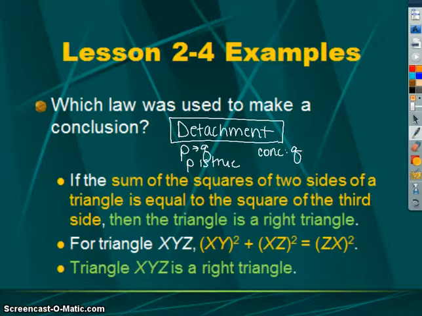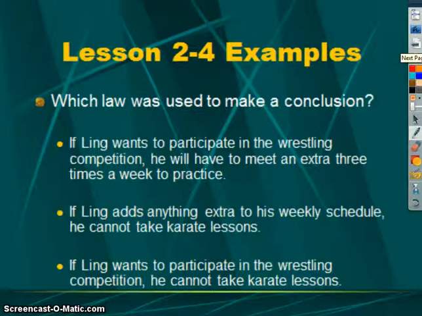Last one. Which law was used to make a conclusion? Again, law of syllogism or law of detachment. If Ling wants to participate in the wrestling competition, he will have to meet an extra 3 times a week to practice. If Ling adds anything extra to his weekly schedule, he cannot take karate lessons. The part they have in common would be putting in extra time. The conclusion: if Ling wants to participate in the wrestling competition, he cannot take karate lessons.